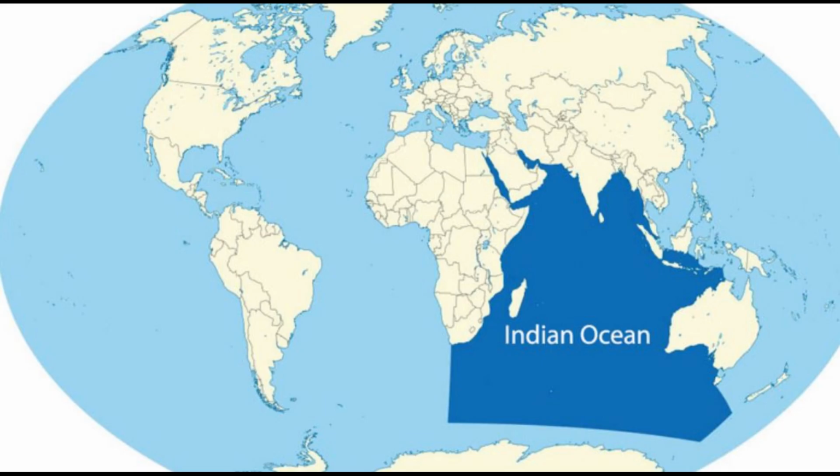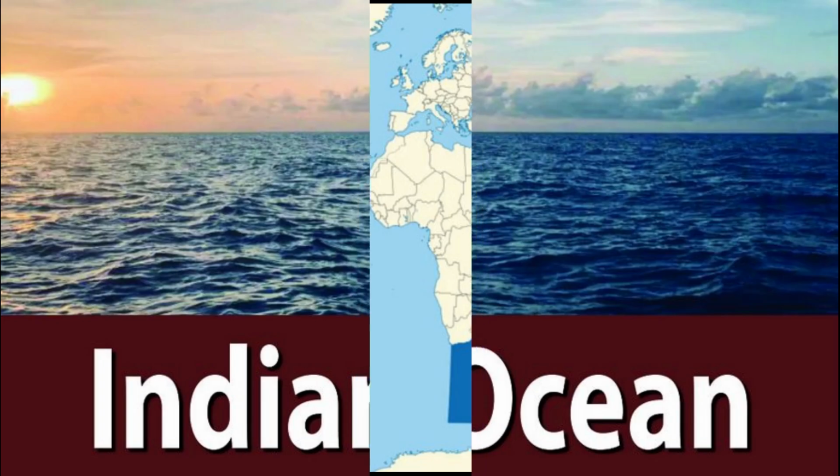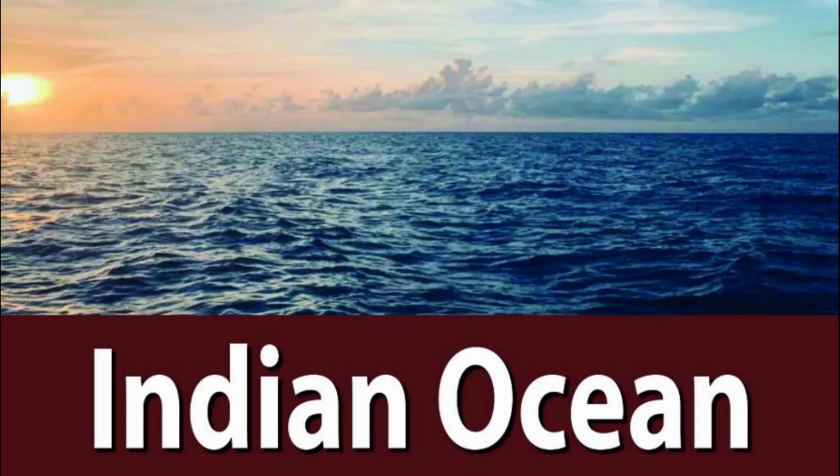One of the most distinctive features of the Indian Ocean is its monsoon system. The climate of the region is strongly influenced by seasonal wind patterns that reverse direction twice a year. During the summer monsoon, winds blow from the ocean toward the Asian continent, bringing heavy rainfall to countries like India, Bangladesh, and Sri Lanka. In contrast, during the winter monsoon, winds blow from the land toward the ocean, creating drier conditions in South Asia. The monsoon winds have shaped not only the climate but also the history of the region.